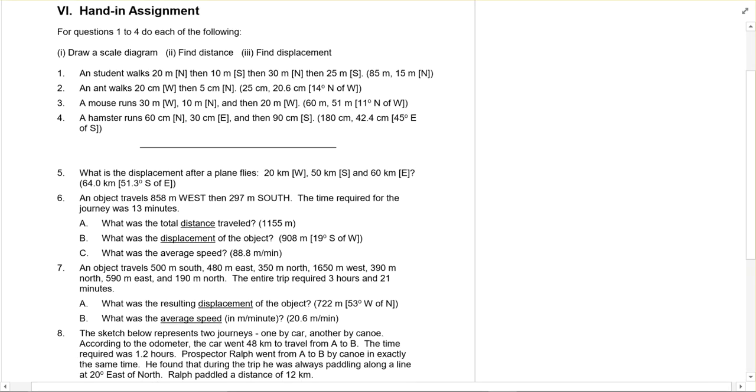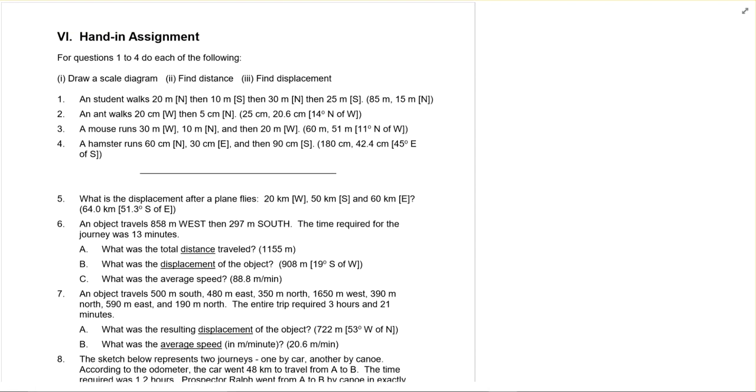And then the hand-in assignment. So go ahead and do the hand-in assignment. When I say scale diagram, like I do in number 1, that's where you're measuring with a ruler. So go back to the earlier part of this video and find out where we did that. So you need to make a scale. Okay, and then that should be pretty much it.